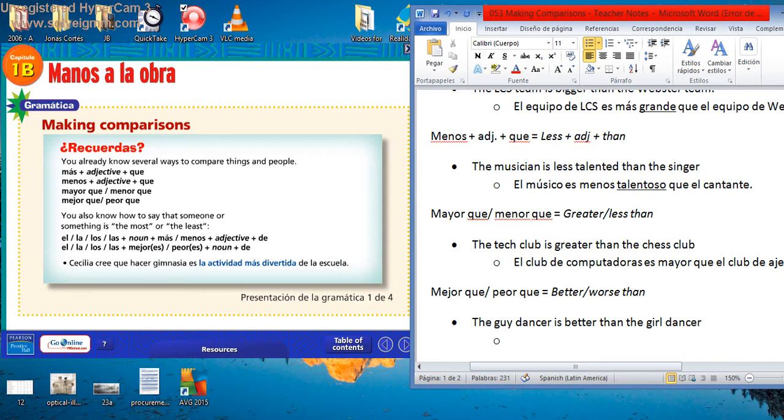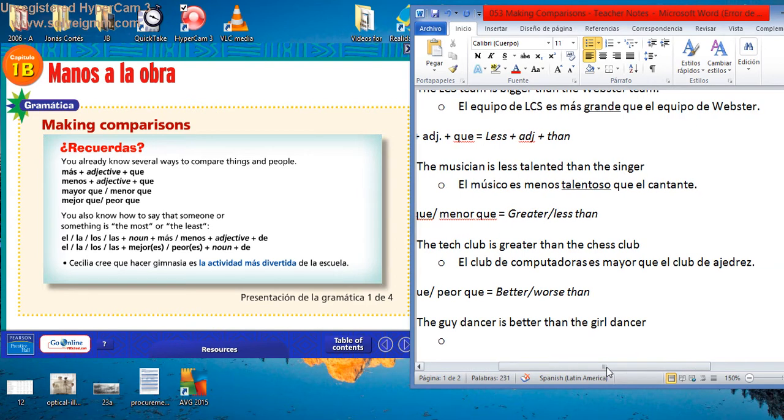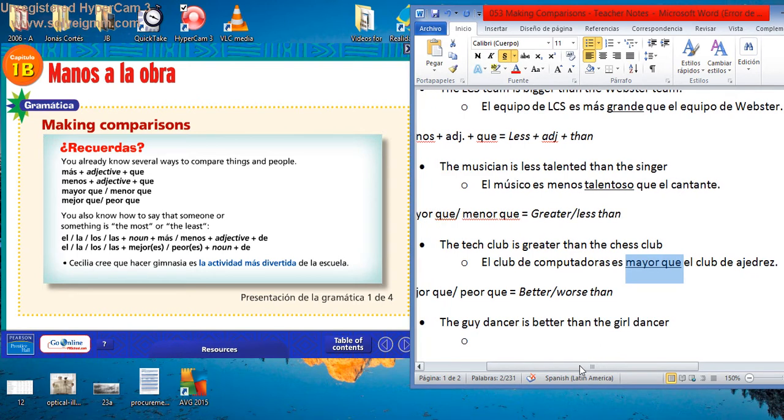Let me scroll over just a little bit. El club de computadoras es mayor que el club de ajedrez. There's our comparison, just greater than. If we wanted to say the opposite, we would change it up and we would say es menor que. It is less than. We could be talking about size. We could be talking about quality. It all depends on what it is that you want to say. I'm going to go ahead and undo it and leave it as greater, okay?